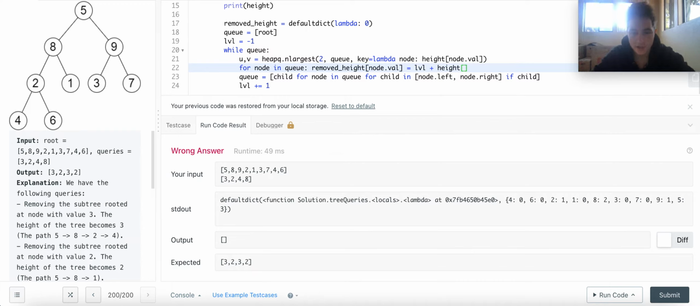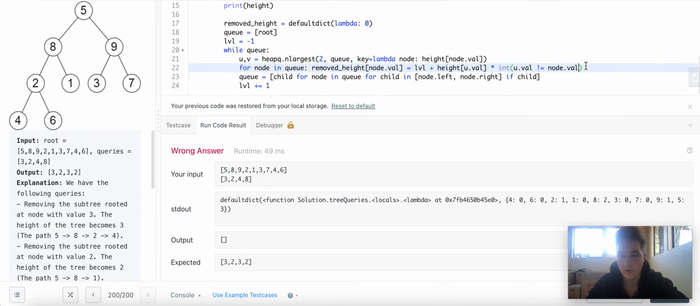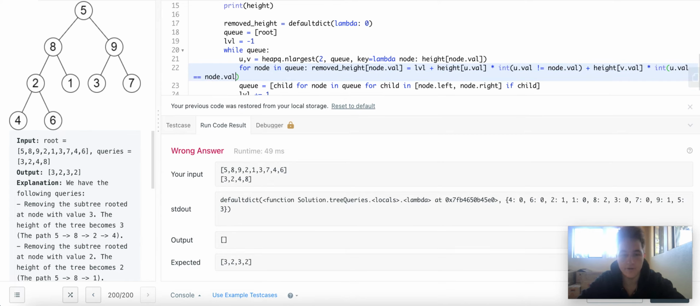we add the height of the largest one, which is U, if u.val doesn't equal node.val. Otherwise, we add the height of v.val if u.val does equal node.val, right? So I'm saying basically we always add the level.